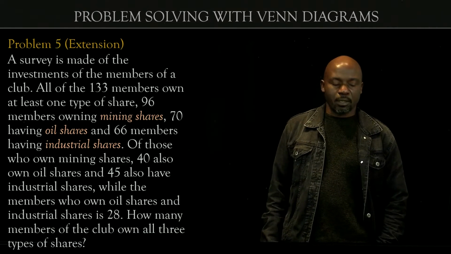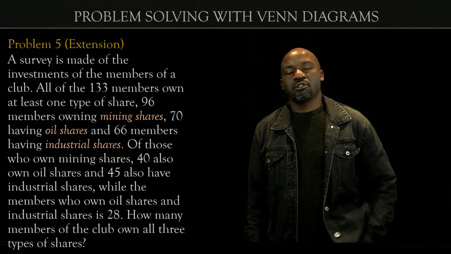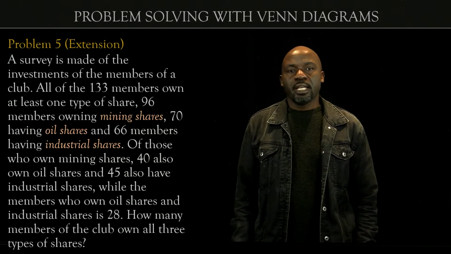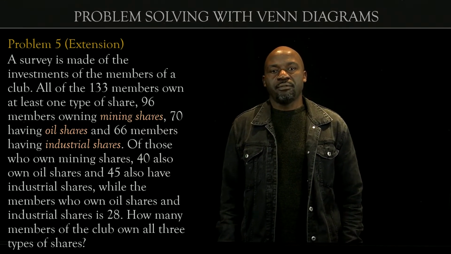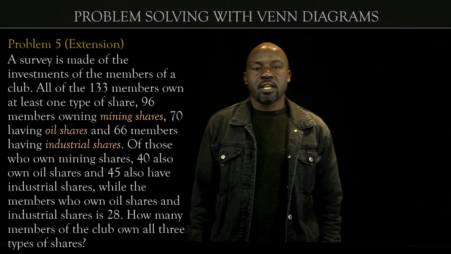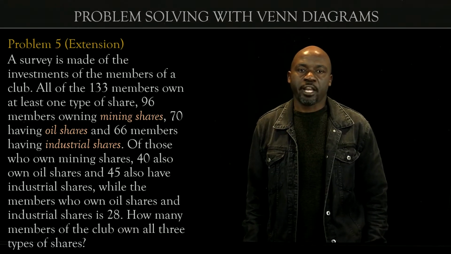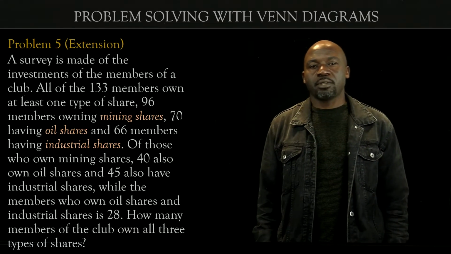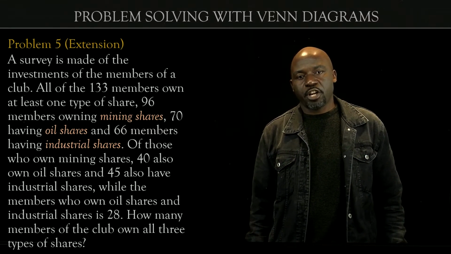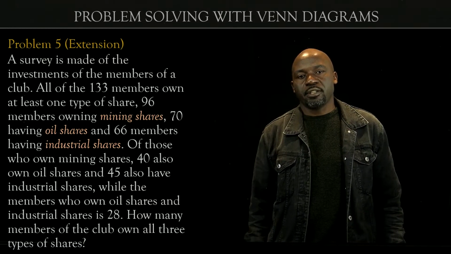Okay, here's another question. I want you to pause the video and try out this question and then check my solution. So a survey is made of the investments of the members of a club. All of the 133 members own at least one type of share. 96 members own mining shares, 70 have oil shares, and 66 members have industrial shares.